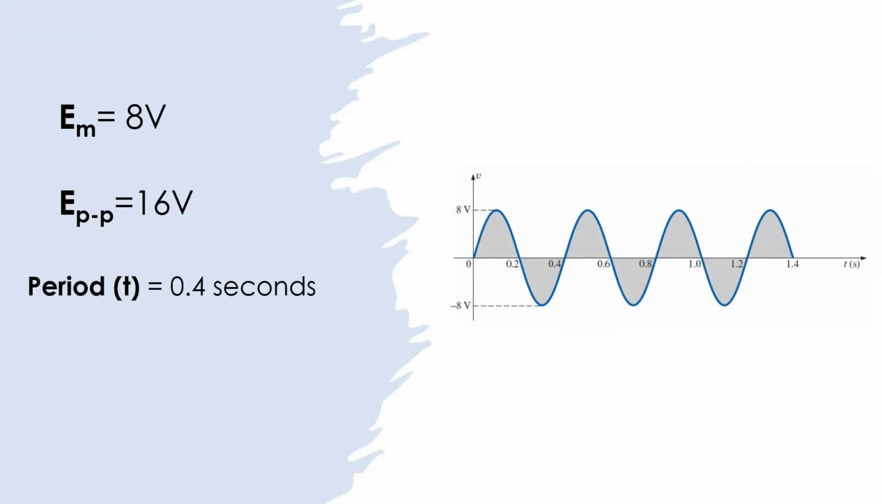Thirdly, the period. Here we can see the one cycle is 0.4 seconds. And lastly, the frequency, which is given to us by 1 over 0.4 seconds. And this amounts to 2.5 hertz.